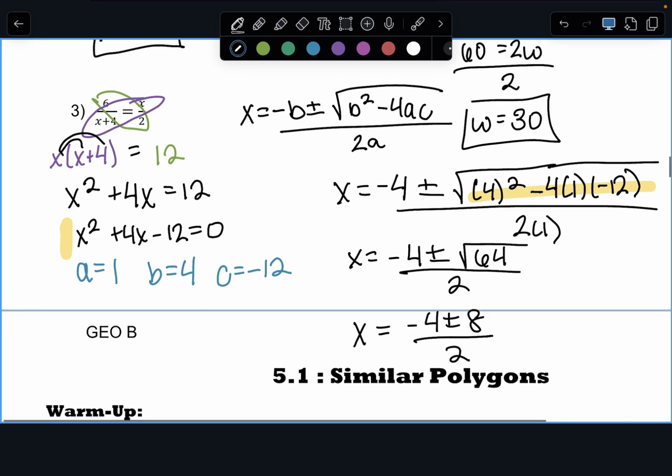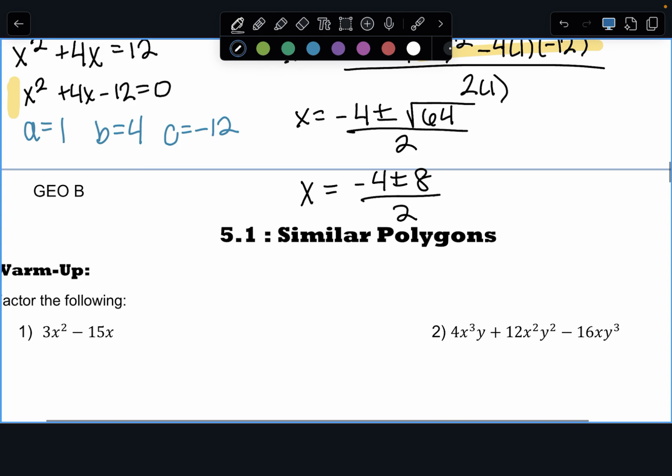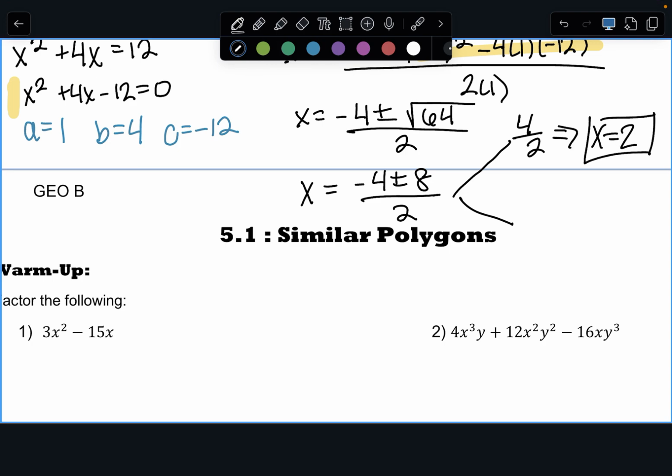Okay. Now I need to do the plus and the minus version. So we're going to do negative 4 plus 8. Negative 4 plus 8 is what? 4. 4 over 2 is what? 2. So x equals 2. That's one of my answers. Now negative 4 minus 8.